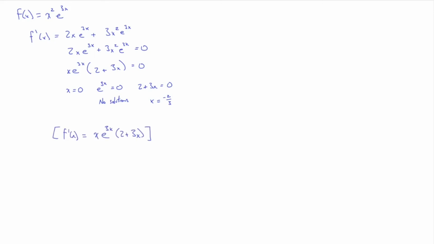And just to point out, the other bit of useful information that we've picked up here is that the derivative factors as x e to the 3x times the quantity 2 plus 3x. Okay, to apply the first derivative test, we need a table of x values and values of the derivative. We want our two critical points in this table, and we know that the derivative at the critical points is equal to 0. We then have to pick points to the left and right of these critical points.